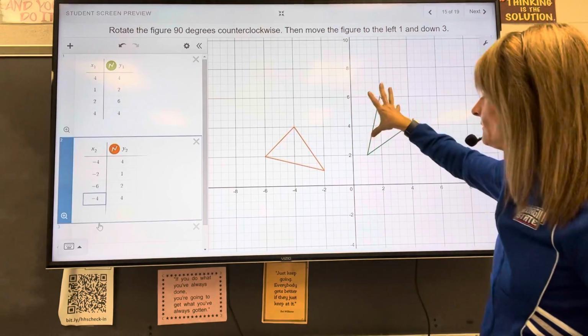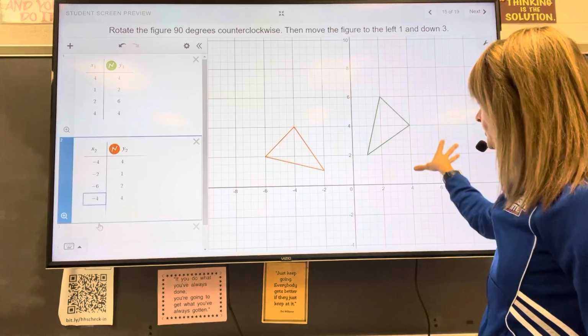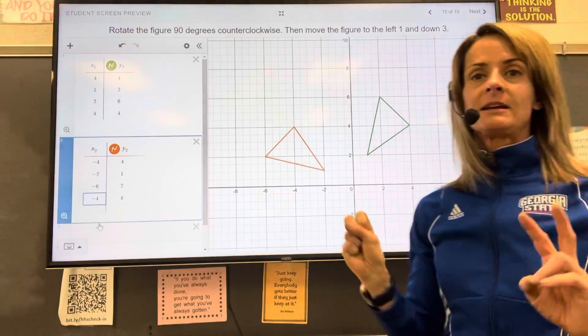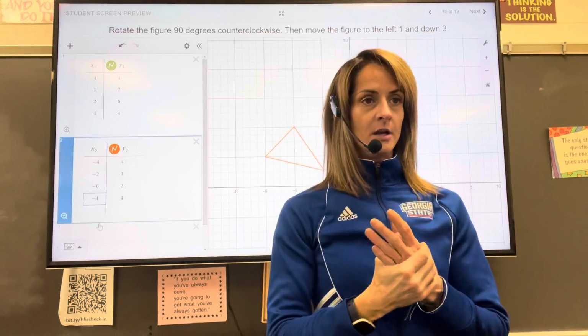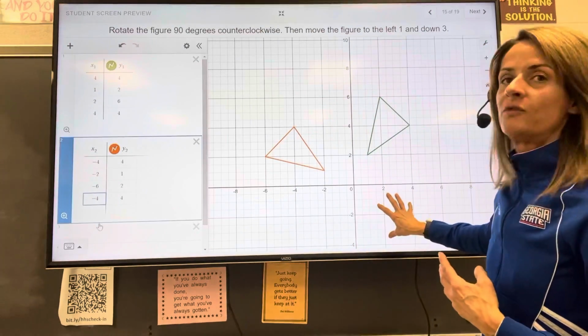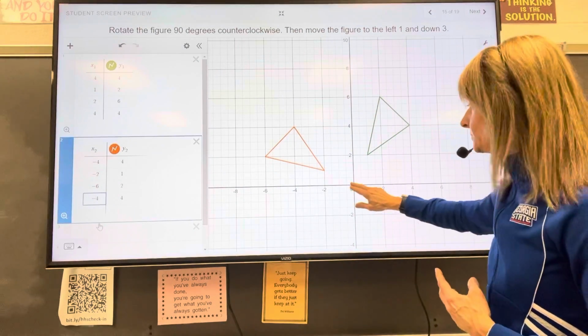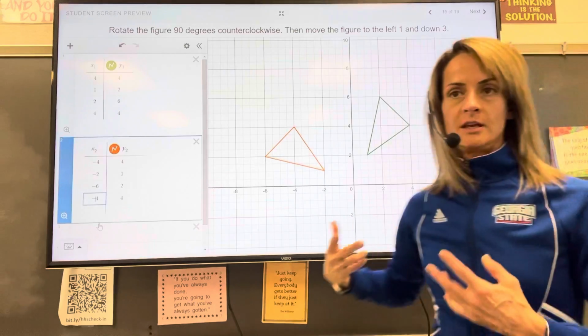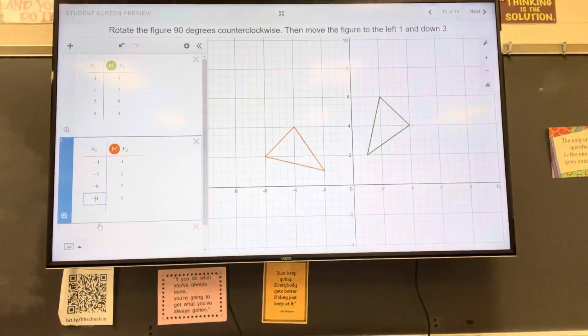So if we had to move this figure to quadrant 4, we would do the exact same steps. Switch the x and the y. However, now those values would be in the 4th quadrant, and x would be positive and y would be negative. Okay, you just take the signs of whatever quadrant you're in.